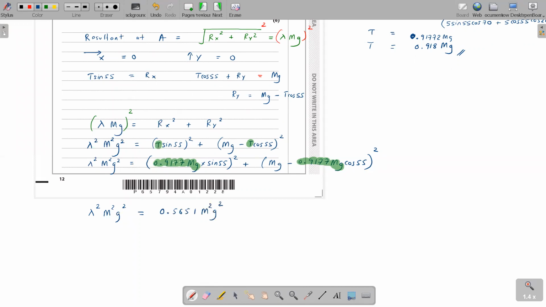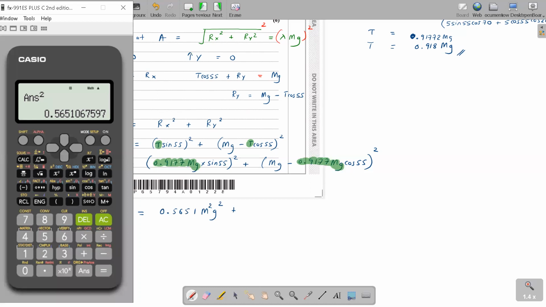I hope you guys are understanding this. Children, talk with me. Did that go into your head? You need to give me some feedback. This should be okay. Just type it in your calculator.